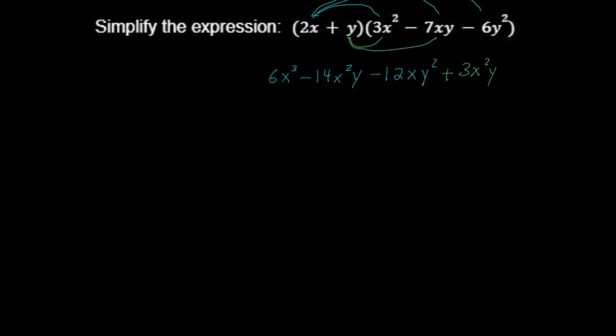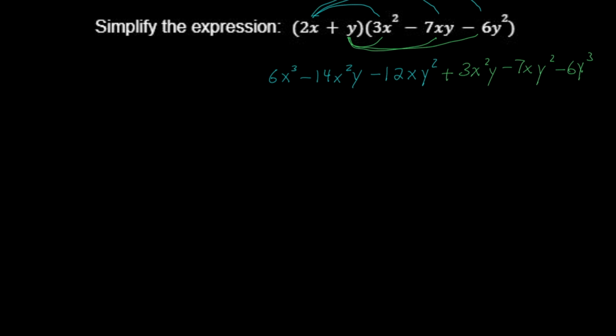Y times negative 7xy. Well, the negative 7x won't really change, but we do have a y times a y this time, giving us y squared. And then lastly, y times negative 6y squared will make it negative 6y to the third. Then we just have to combine like terms.